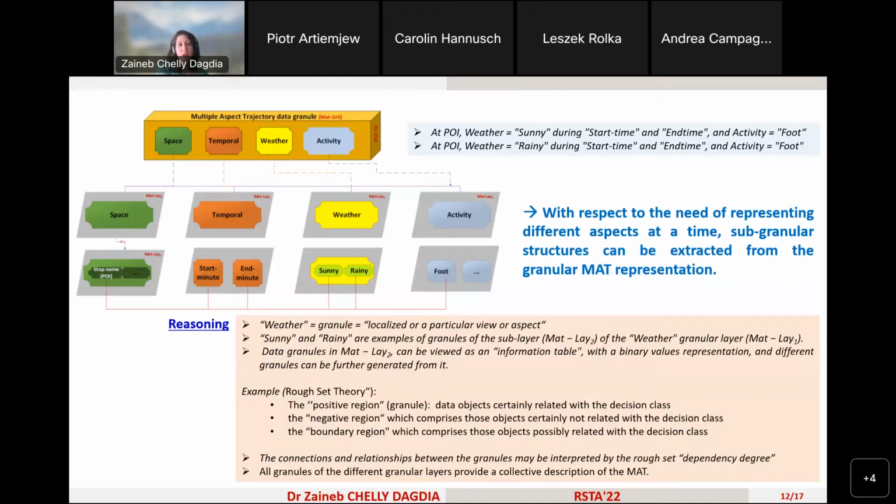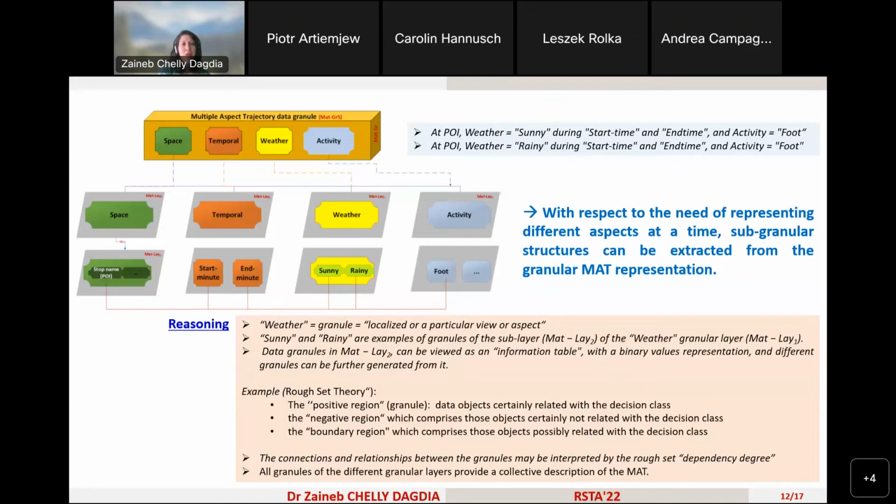And you can construct your data, your information system, to be concrete with respect to this kind of relations, and also generate new reasoning granules in terms of considering rough set theory, for instance. You can generate positive regions, negative regions, boundary regions, etc. So you can perform a kind of reasoning based on such structure.